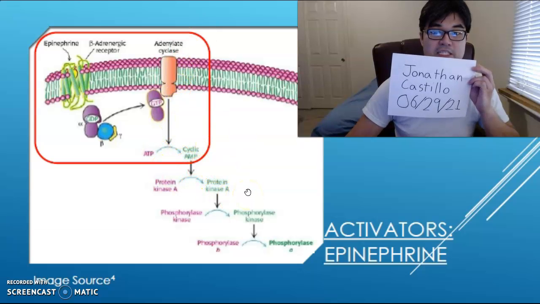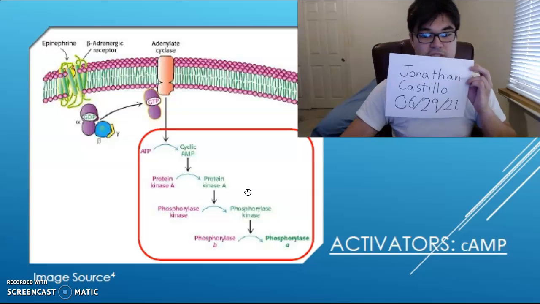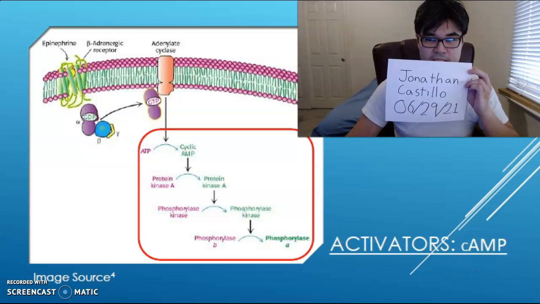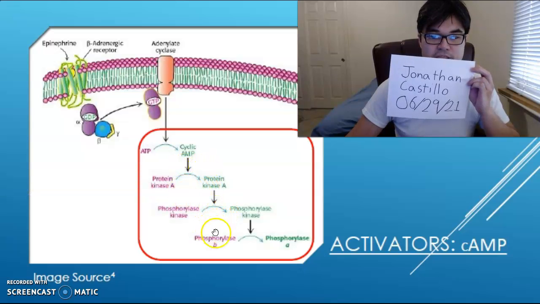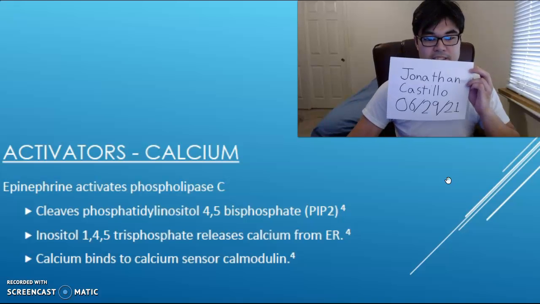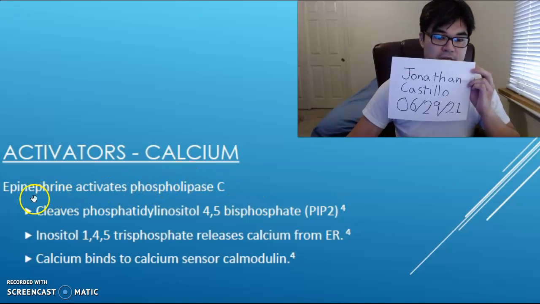This then leads to the second activator, which is cyclic AMP. So an increased concentration of cyclic AMP catalyzes phosphorylation via ATP to shift inactive phosphorylase B kinase to the active phosphorylase A form. The third activator is calcium, which is used when epinephrine binds.